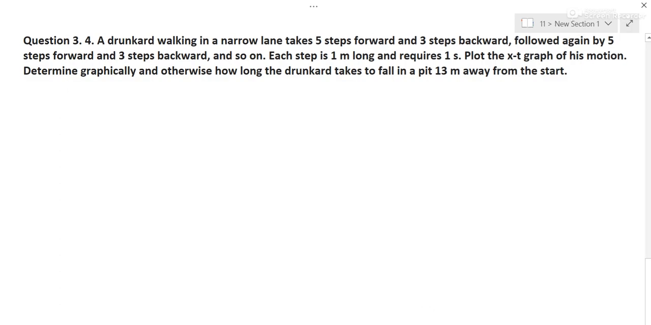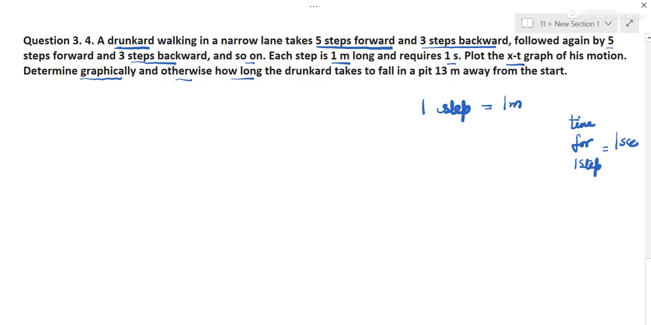Now the next question. A drunkard walking in a narrow lane takes 5 steps forward, 3 steps backward, followed again by 5 steps forward, 3 steps backward, and so on. Each step is 1 meter long. So one step is 1 meter, and the time for one step is 1 second, given in the question. We have to plot the distance time graph, xt graph, and determine graphically and otherwise how long the drunkard takes to fall in a pit 13 meter away from the start.